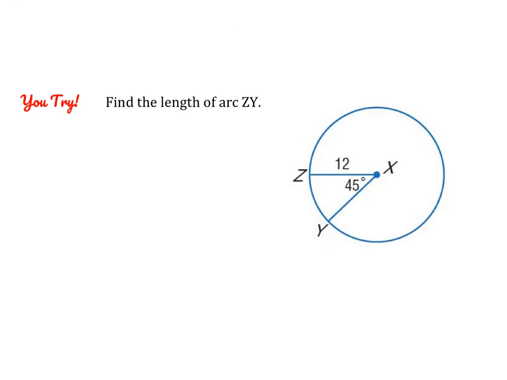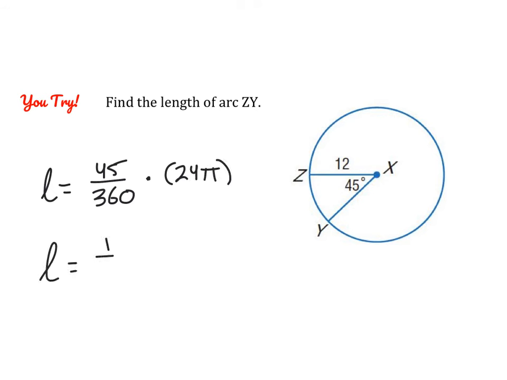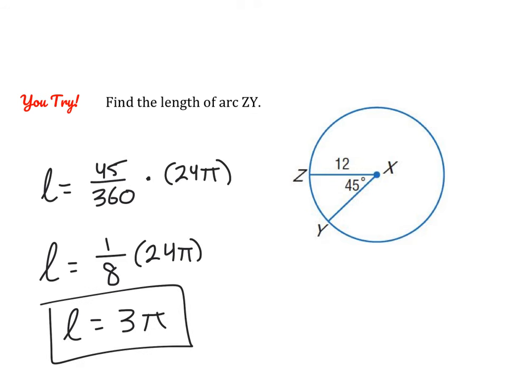All right, last problem. Go ahead and pause the video and give this one a try on your own. All right, let's check. It should be 45 over 360 times 2 times pi times r, so we should get 24 pi. We can simplify 45 over 360. It will become 1 over 8 times 24 pi, and 24 divided by 8 is 3. So we end up with an arc length of 3 pi.